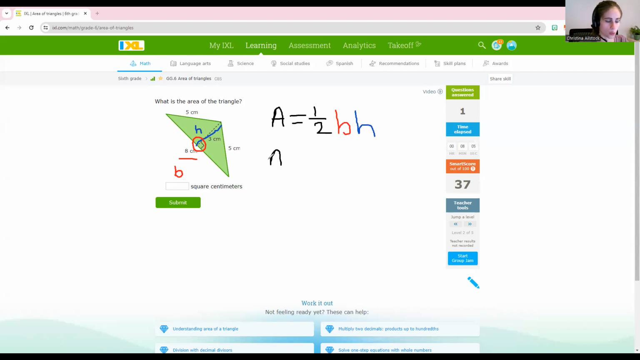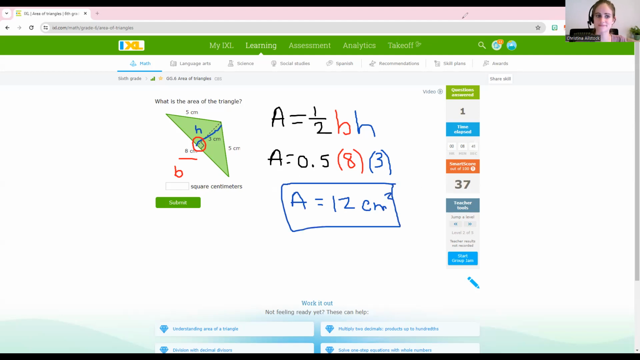So A is equal to 1/2, but I'm going to go ahead and rewrite that as a decimal so it's a little easier to put into my calculator, times our base of 8 and our height of 3. Now we have pure multiplication all the way across, so we could go ahead and do this. 1/2, otherwise known as the decimal 0.5, times 8 times 3 gives us an area of 12 square centimeters. Very good.